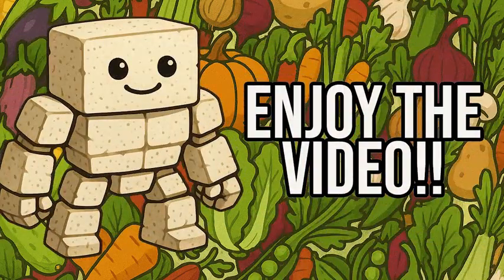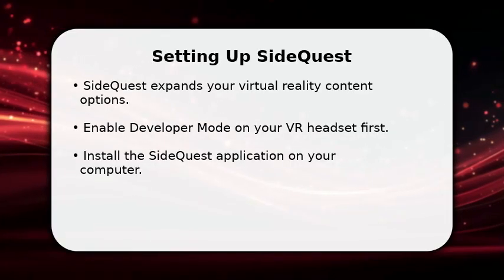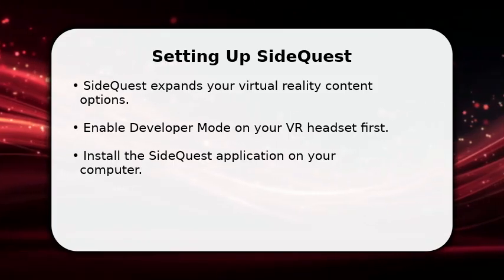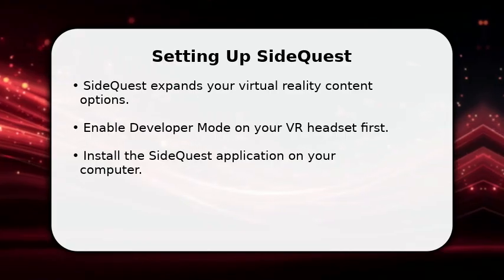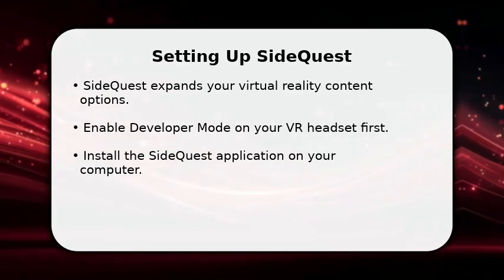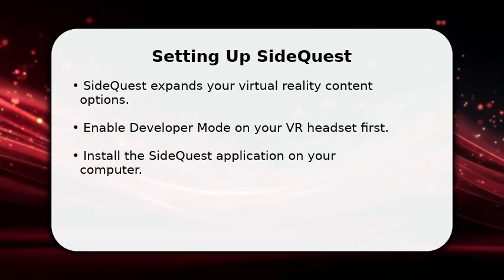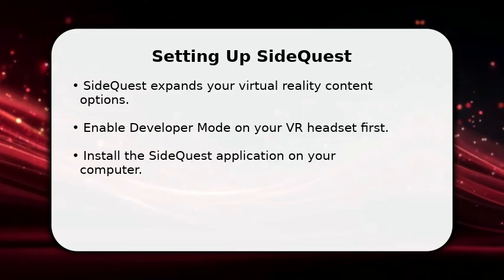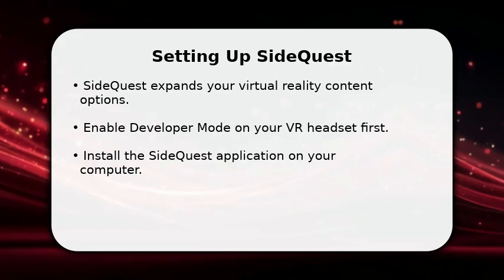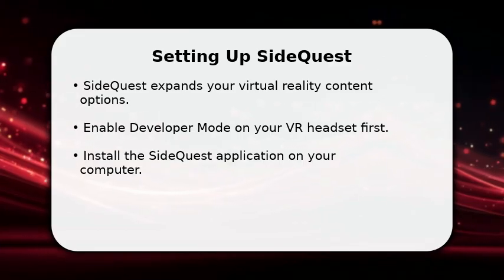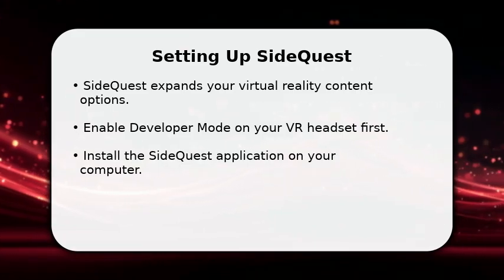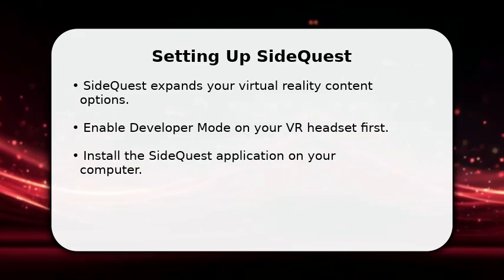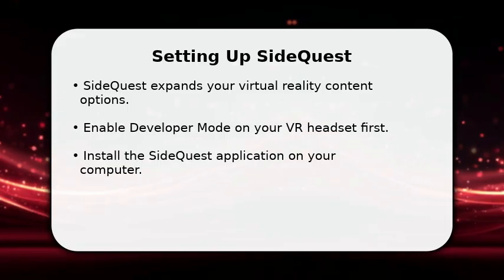Please enjoy the video. In this video, I will explain how to set up SideQuest. To begin, you'll need to enable developer mode on your VR headset. Next, download and install the SideQuest application onto your computer. Finally, connect your headset to your computer with a USB cable. This process unlocks a world of new games and applications, enhancing your virtual reality experience significantly.